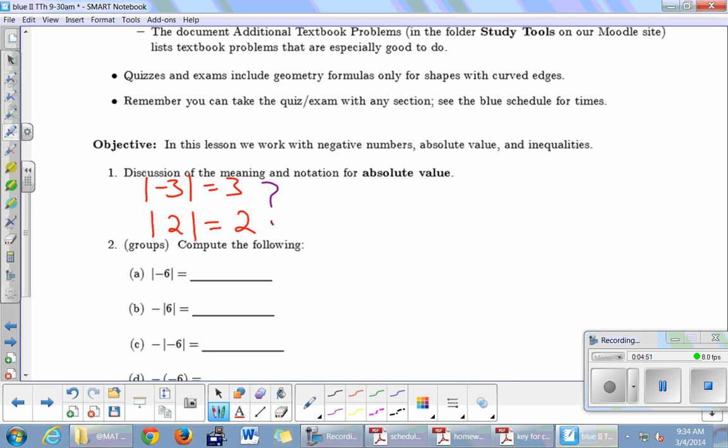So what do you say? So how do we find the absolute value of a number then? Okay. Make it positive. Okay, so write down what we heard. So we find the absolute value by counting, or as Annika says, make it positive. Other thoughts on absolute value?